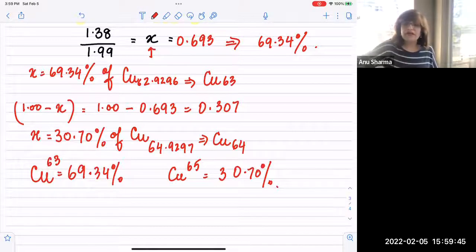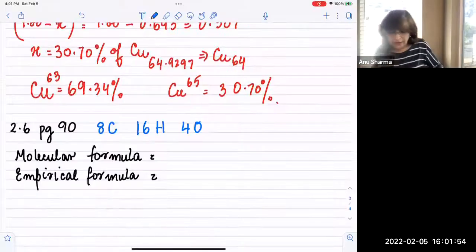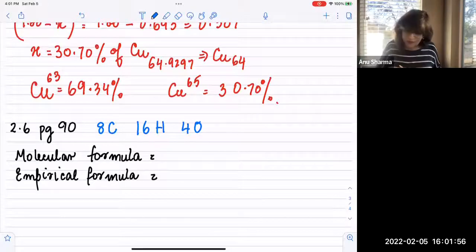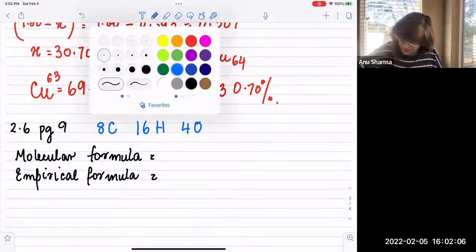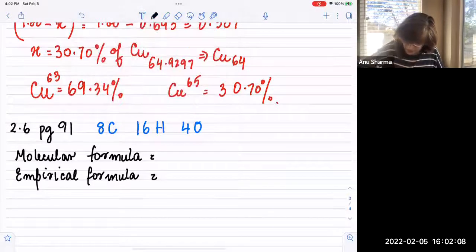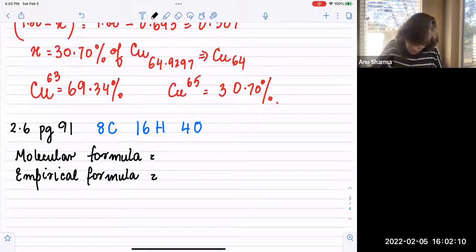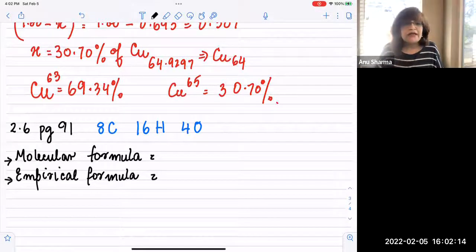All right, let's look at the next problem now. Okay, so now we are looking at example 2.6, and that is on page 90, well, actually page 91. All right, so here we are given a problem in which we are asked to write the molecular and the empirical formula. We are given 8 atoms of carbon, 16 of hydrogen, and 4 of oxygen.